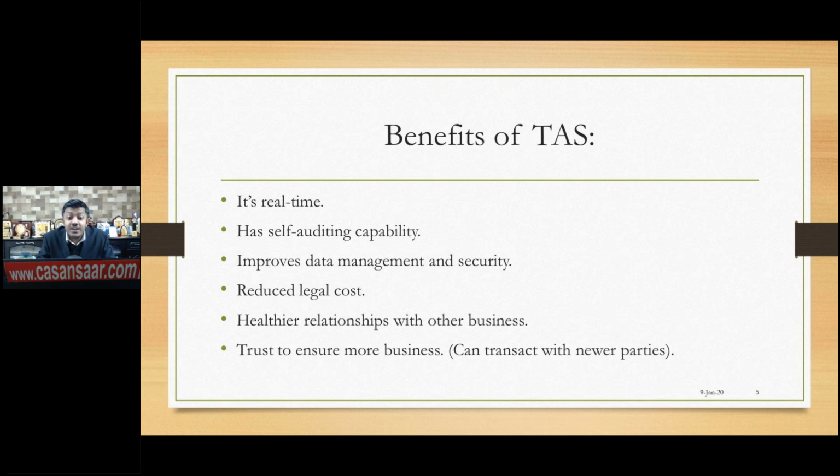Then the fifth point, which is the best point, it gives you healthier relationships with other businesses. Even if I don't know a person and I want to do something for them, I can do it because I know that the smart contract is protecting my rights. It's protecting the revenue that I would be generating legitimately. So that way, yeah, it's fostering relationships. And the last one is trust to ensure more business. Cross border, cross regional, cross language transactions are easy now, and that way the triple accounting system is changing and revolutionizing things.